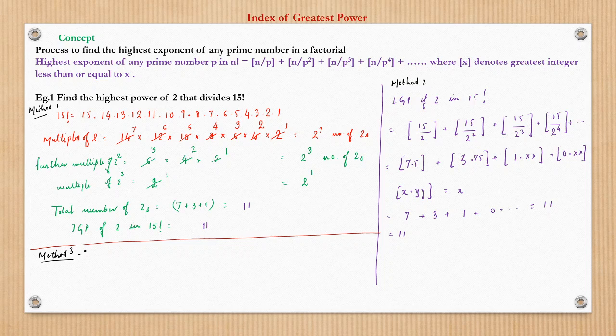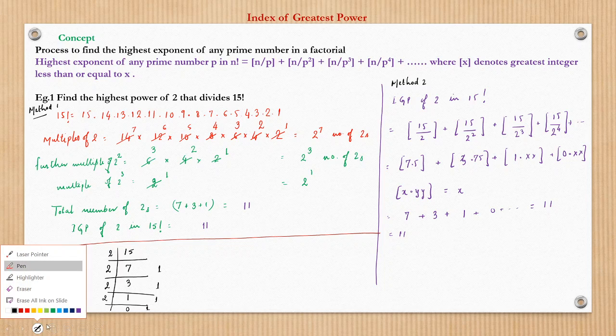Method 3 says that 15 is the number, and we have to find the power of 2. So we'll start dividing by 2. So 2 will divide 15 7 times, and 1 would be the remainder. Then again we divide 7. 2 will divide 7 3 times, with a remainder of 1. Further 2 will divide 3 1 time, and 1 would be the remainder. And then 2 will divide 1 0 times, leaving 1 as remainder.